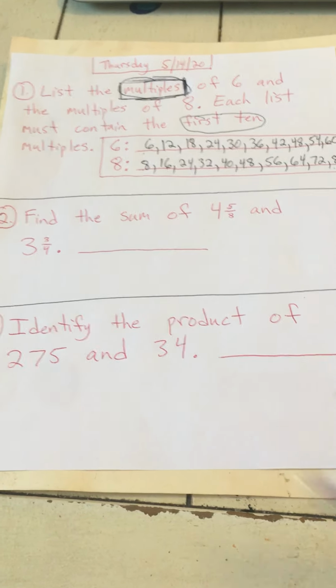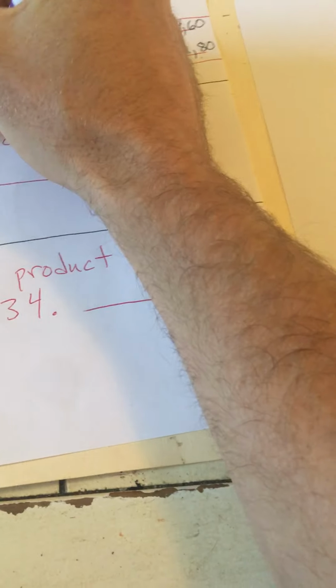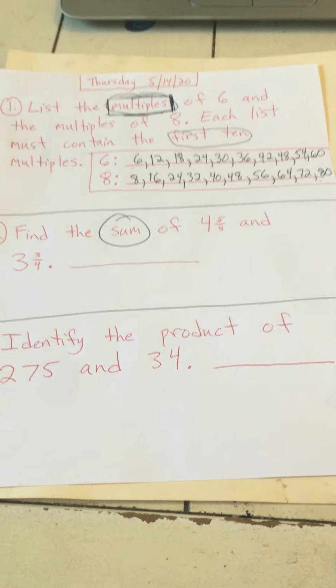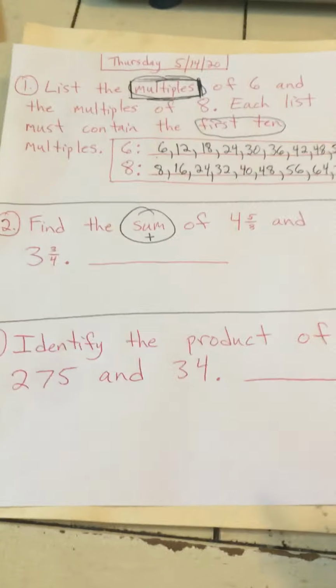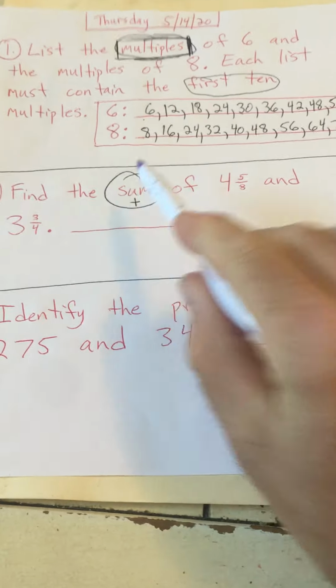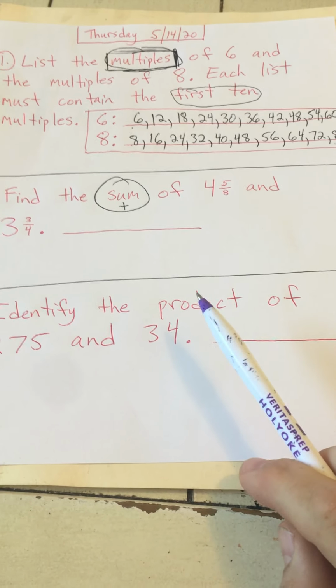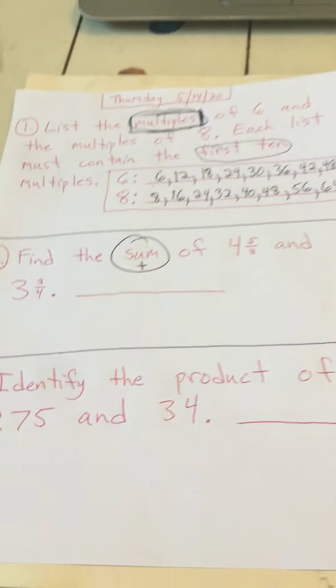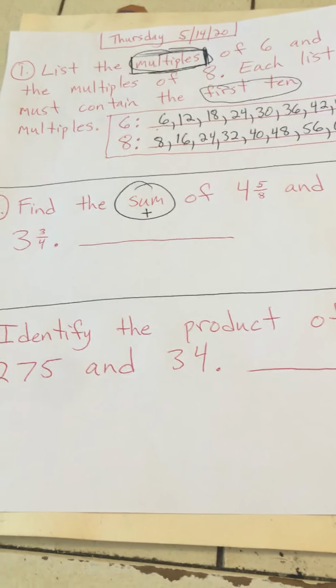Nice work. Number 2 says find the sum of 4 5/8 and 3 3/4. So sum is the answer to an addition problem. So it's very important that you know what that means. And we're going to add 4 5/8. So I'm going to get myself plenty of space here. 4 5/8. You can pause this if you need to get yourself some space to work. And 3 3/4.